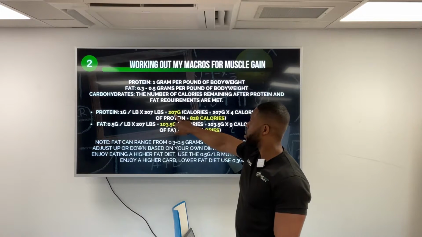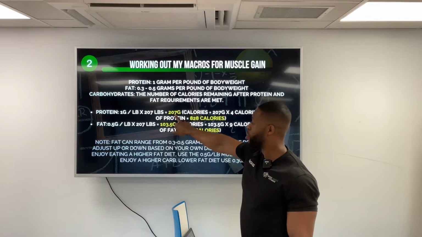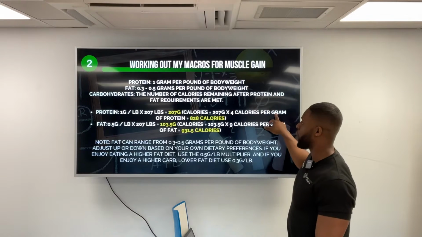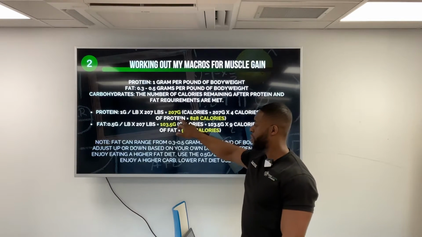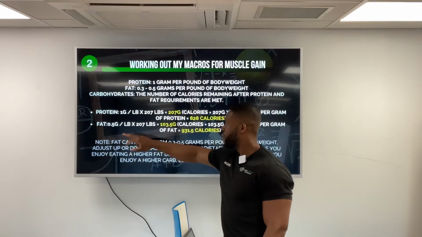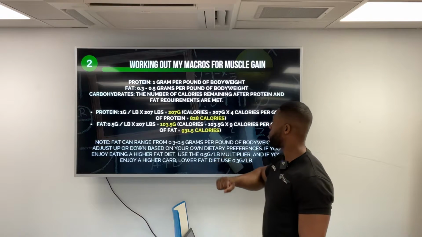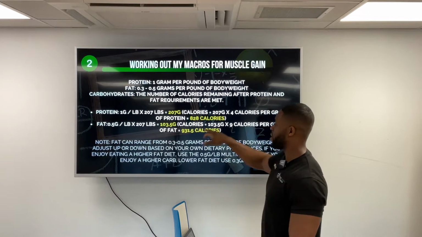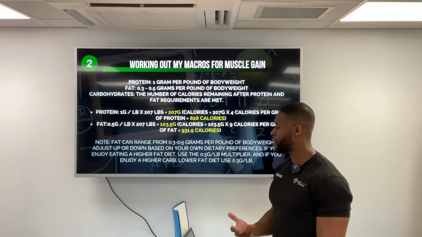So that equates to 1 gram per pound of body weight, 207 grams of protein is what we need to still consume, okay? And we use that 207 times 4 calories per gram coming from protein, and that gives us 828 calories coming from protein. When we use 0.5 from fats, times 207 pounds, gives us 103.5 grams, and that translates to 9 calories per gram, which gives us 931.5 calories coming from fats.